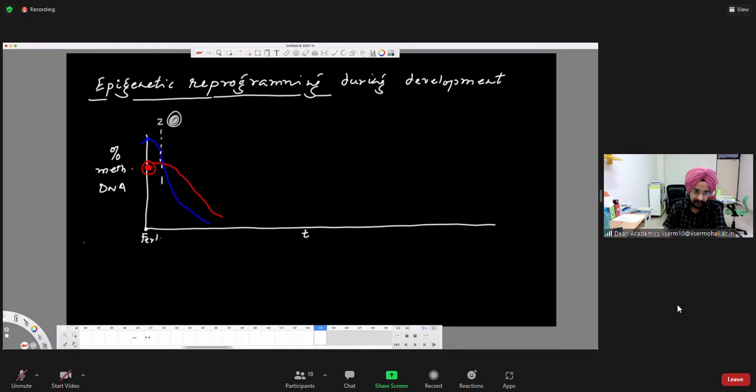Okay. And you have the maternal genome, which is passively demethylated, whereas the paternal genome is actively demethylated. You need an active demethylation in the paternal genome. Active means you need glycosylase and TET3 enzyme. Active demethylation has to happen.